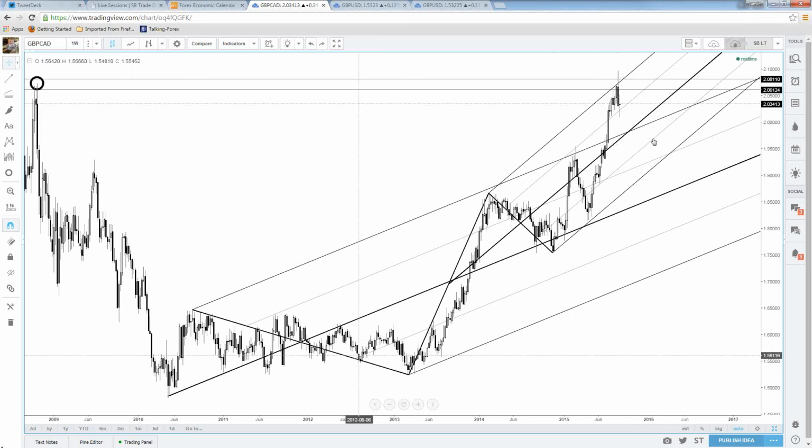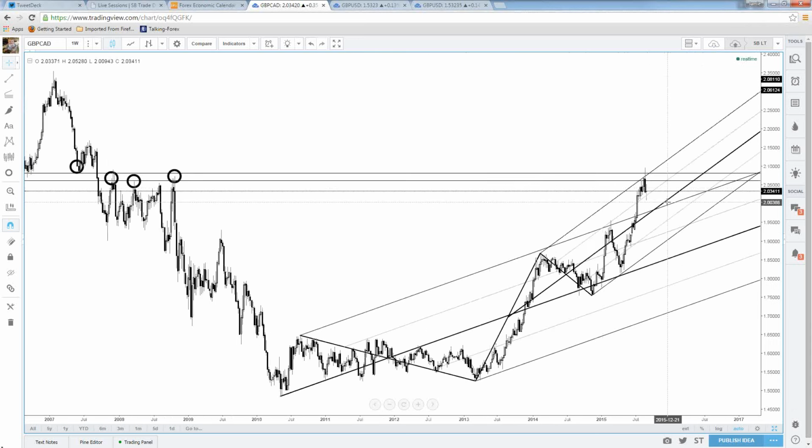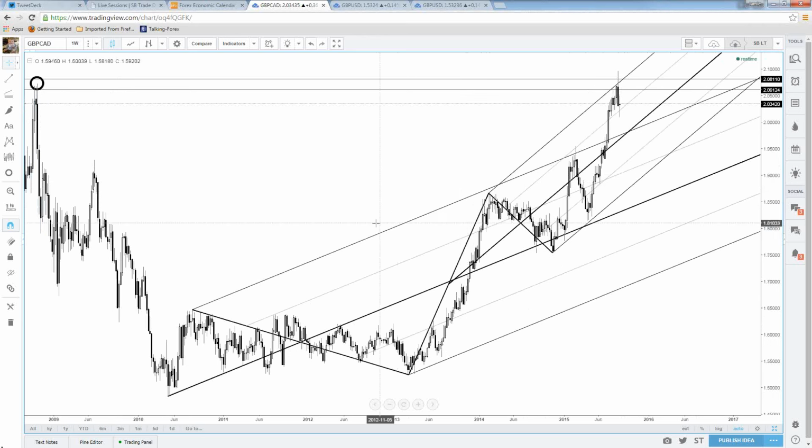But if that gives way, you could be looking all the way down towards this lower parallel. No telling where that could be because it depends on where in time it happens. But yeah, love the opportunity in pound CAD. And this is the theme that I presented last Monday with the absolutely crazy volume that we saw.